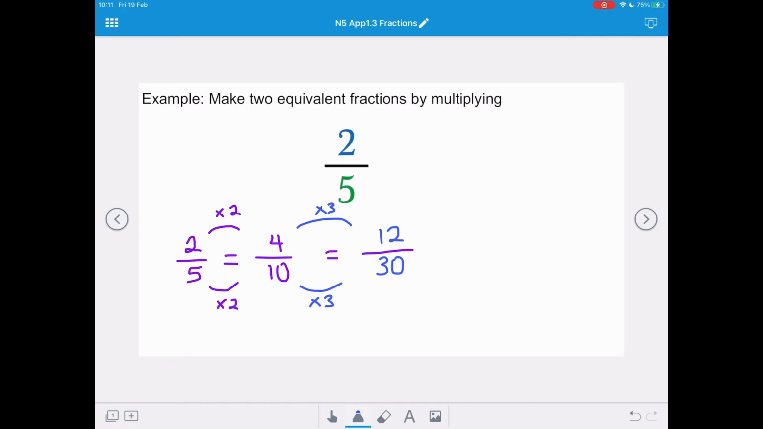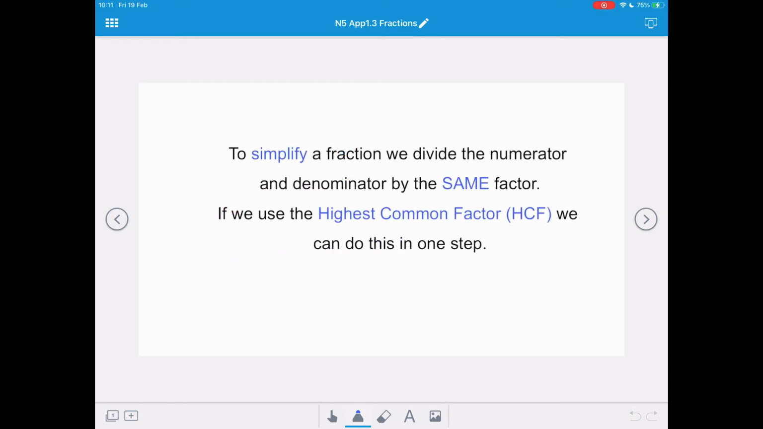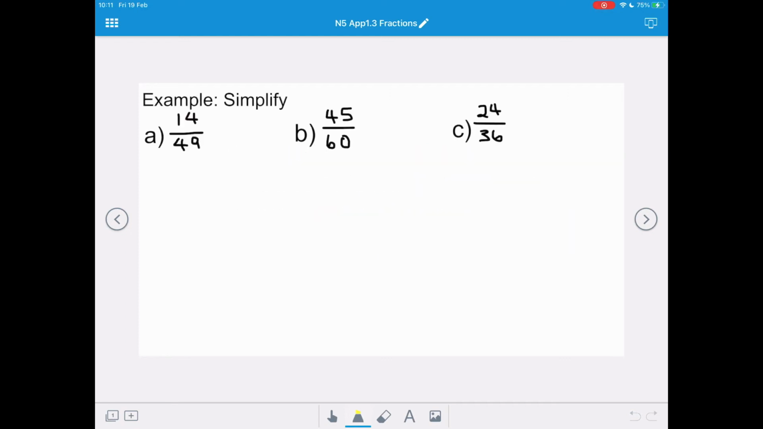Now simplifying a fraction is the same as finding an equivalent fraction, but this time we divide the numerator and the denominator by the same factor. So if we use the highest common factor, we can do this in one step. So we're going to simplify these three fractions.